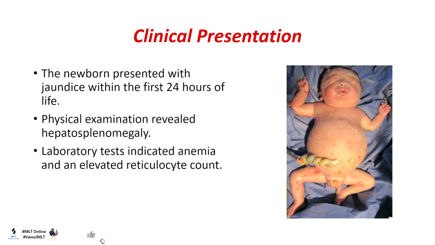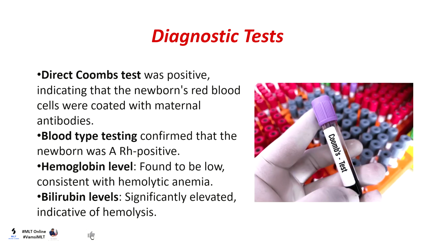Clinical presentation. The newborn presented with jaundice within the first 24 hours of life. Physical examination revealed hepatosplenomegaly. Laboratory tests indicated anemia and an elevated reticulocyte count. Diagnostic tests. Direct Coombs test was positive, indicating that the newborn's red blood cells were coated with maternal antibodies.